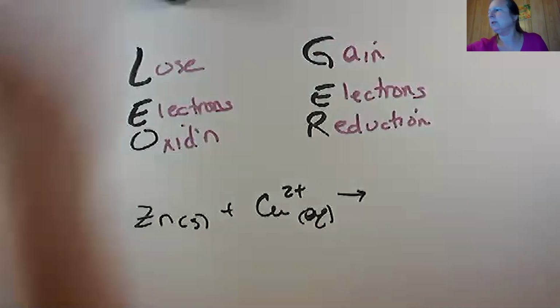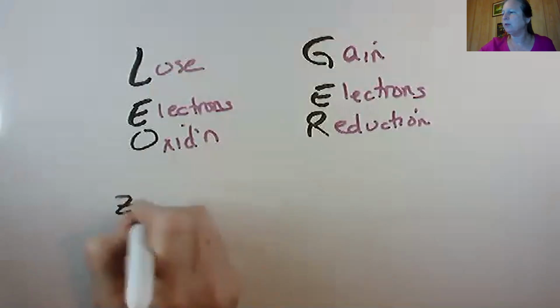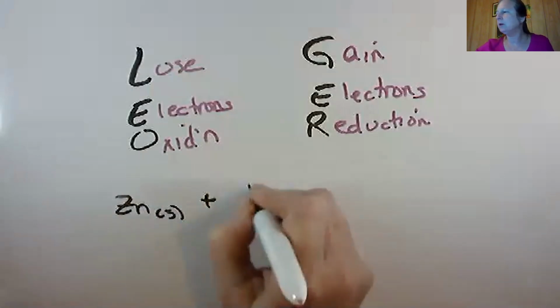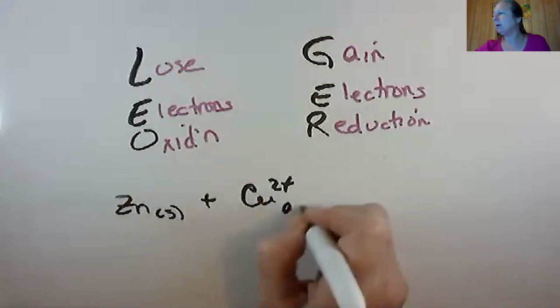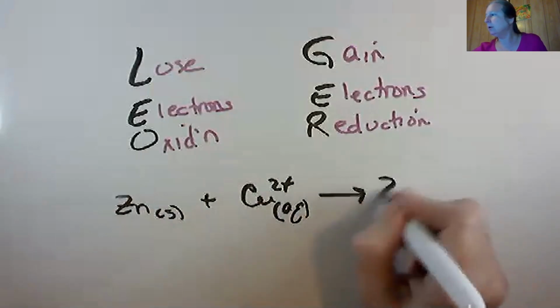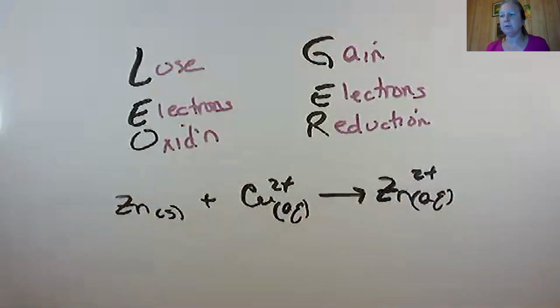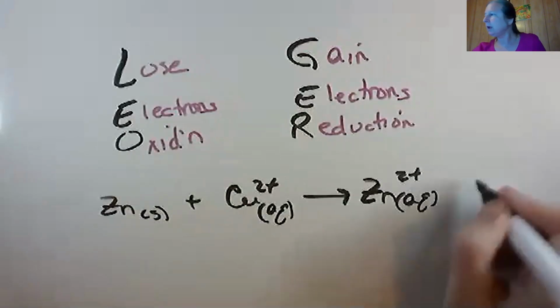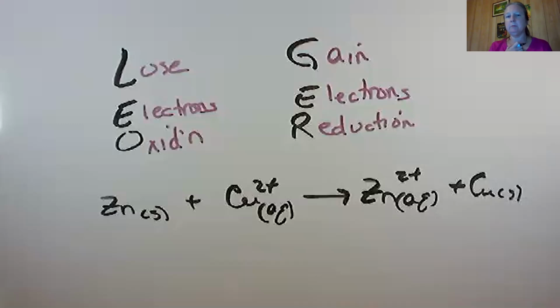And I apologize. Let's start this over a little further to the left. So the example from the slide was zinc solid plus copper. We're not putting the nitrate in because that's a spectator ion. We're only interested in the actual atoms and ions involved in the reaction. So we end up with a zinc 2 plus. Now this is aqueous. This is now in solution. And the copper becomes copper metal.